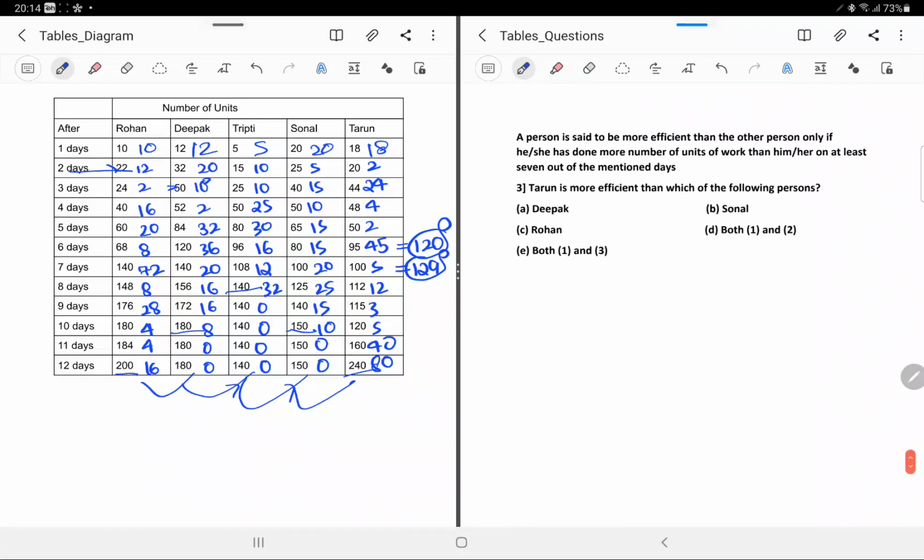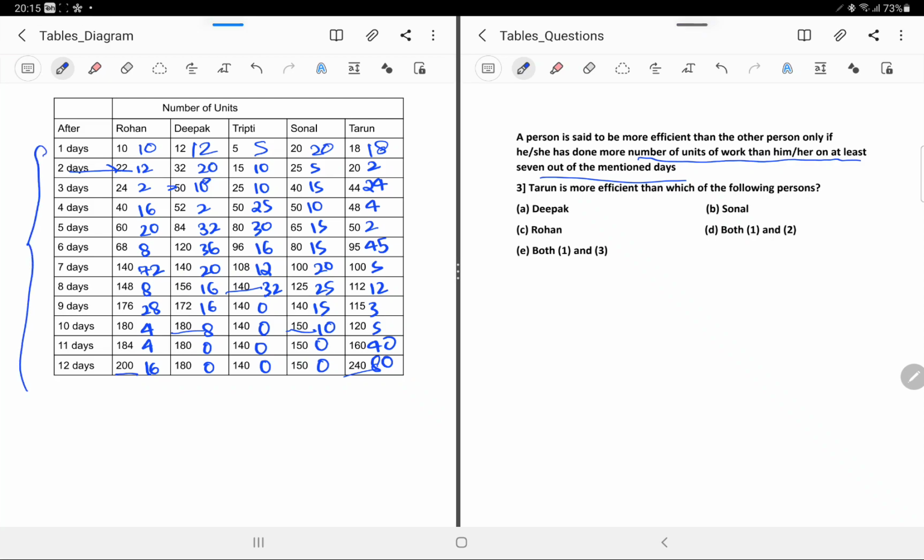Now let's see the next question. A person is said to be more efficient than the other person only if he or she has done more units of work than him or her on at least 7 out of the mentioned days. So you need to see if on one day I am working more than him, then obviously I am more efficient, and this has to hold for at least 7 days. This is so logical.